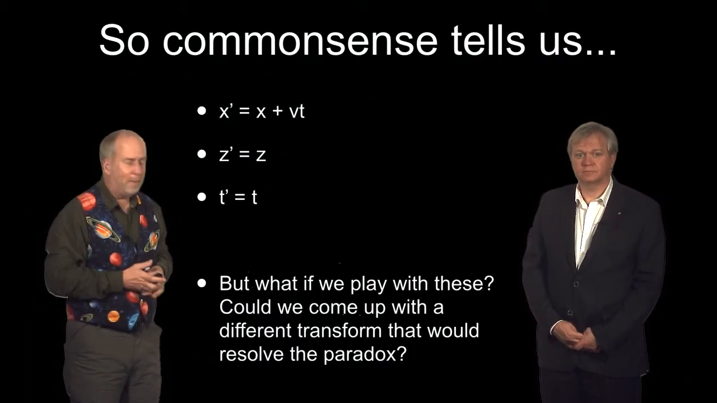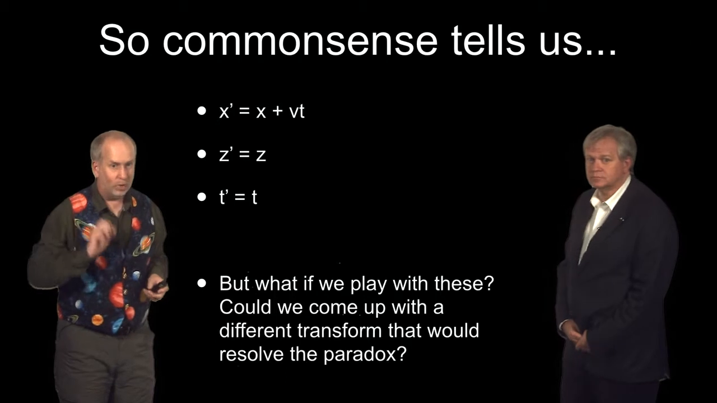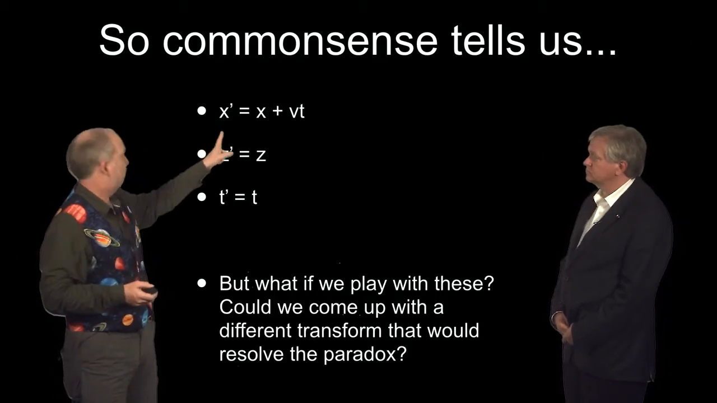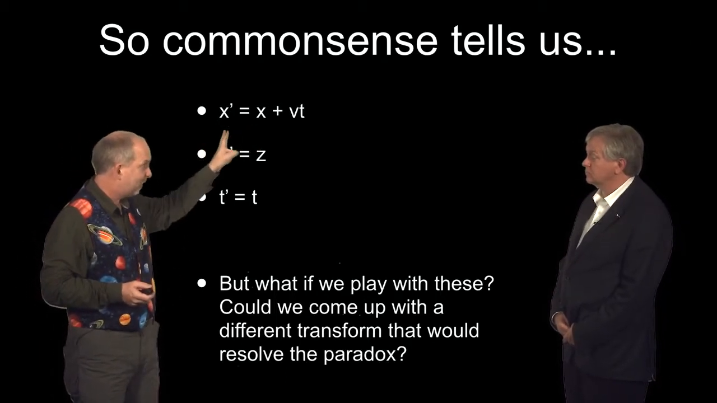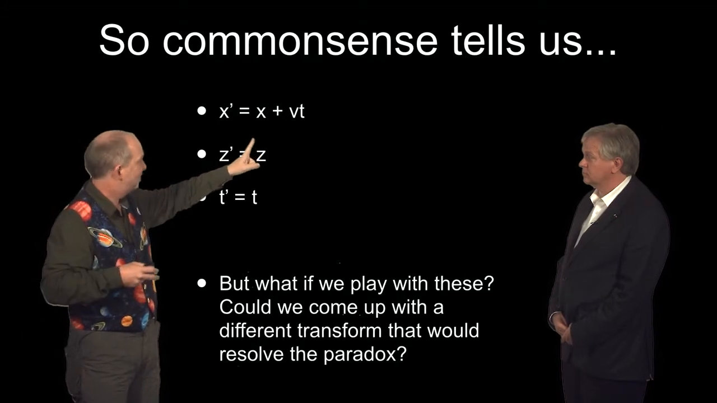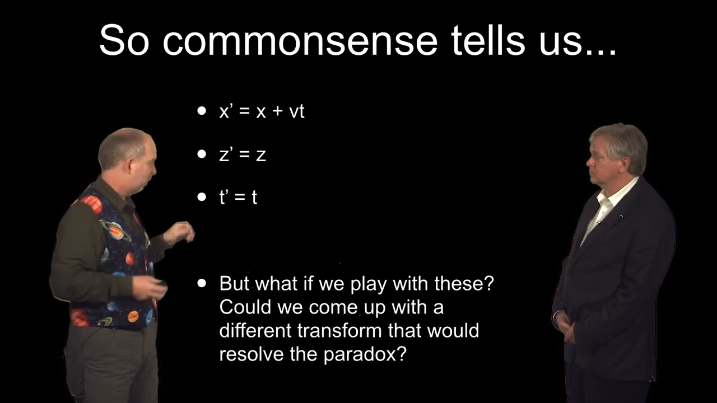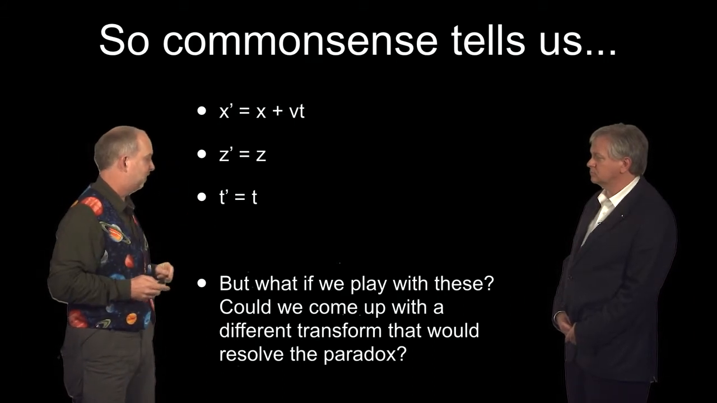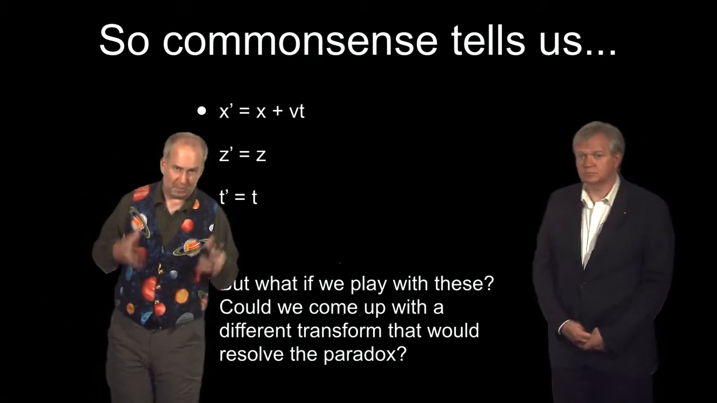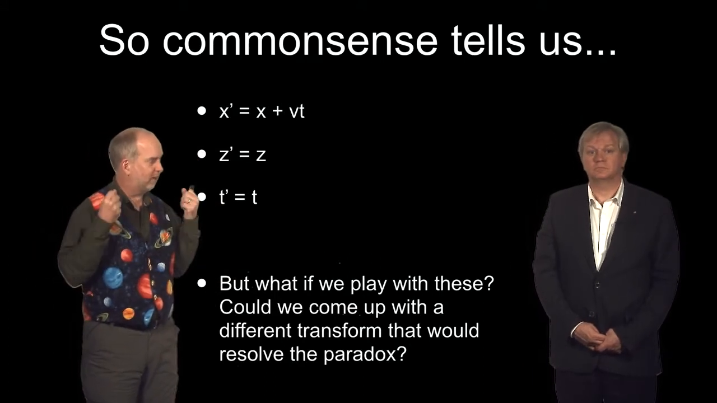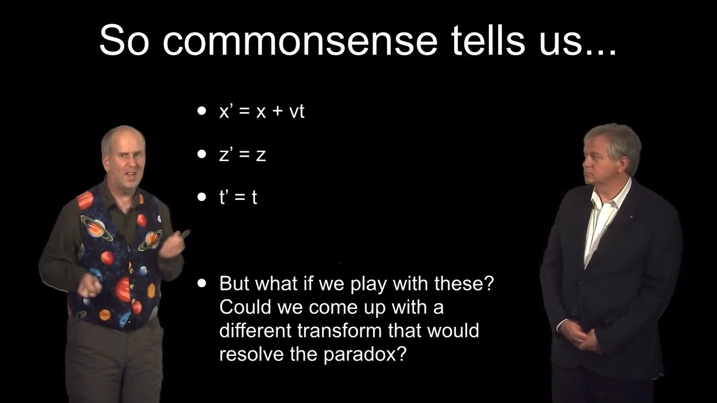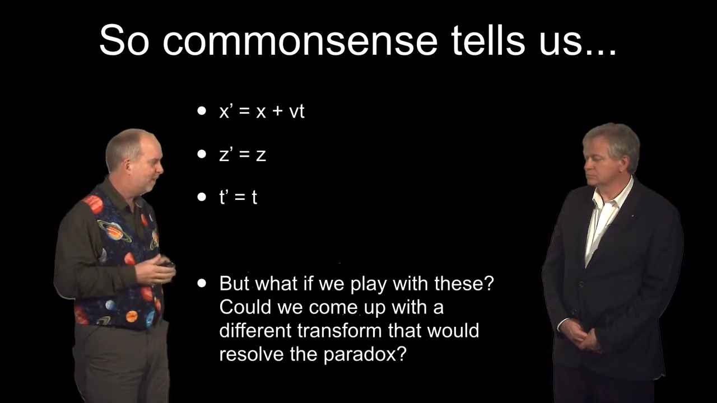So this is a common sense, actually wrong, transform. x prime, what I measure for x for your hand raising event, is just what you measure plus v times t. z's are the same, y is just offset by a constant, I haven't bothered showing that, and the time is the same. So that's common sense, but remember we've got this paradox. We've got light travelling at the same speed and violating Galileo's relativity, and what the hell's going on here?